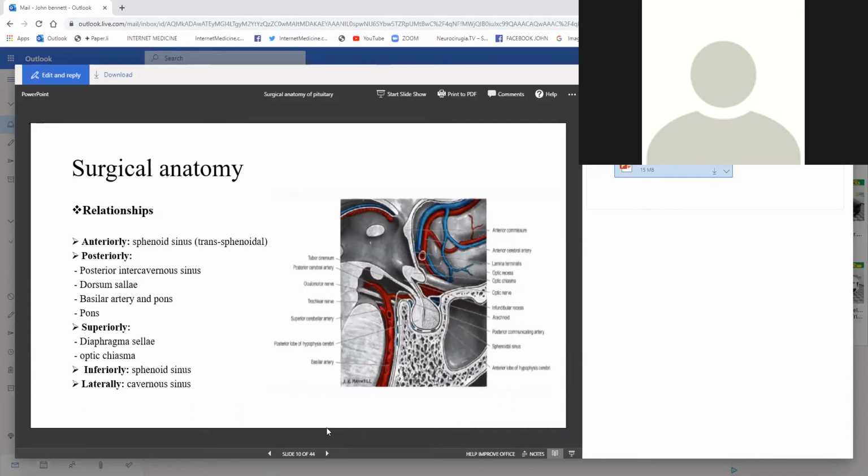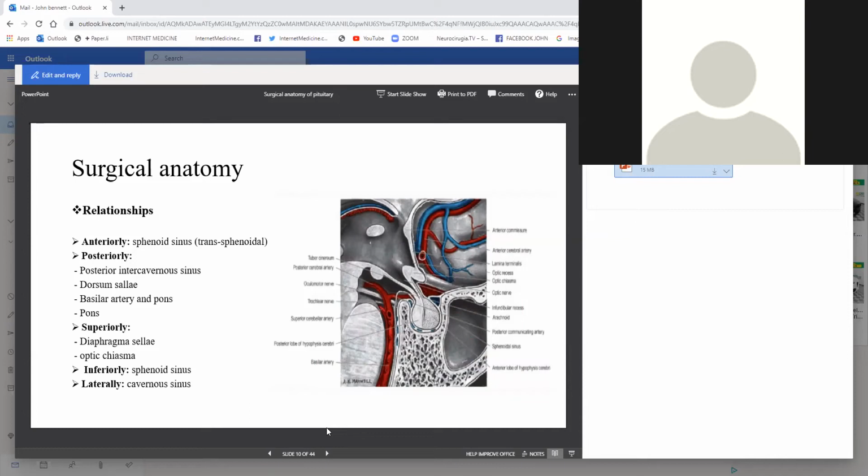We can see the sphenoid sinus just anterior-inferiorly to the pituitary gland here, that gray space anterior-inferiorly to the right. Posteriorly, it has relations with the posterior intercavernous sinus, better seen in another slide. The dorsum sellae, which is the posterior part, just behind the sella turcica, the part that slants towards the clivus. And then the basilar artery and the pons, as we see, just posterior to the pituitary gland. In red, we have the basilar artery, and just behind the basilar artery, we have the pons.